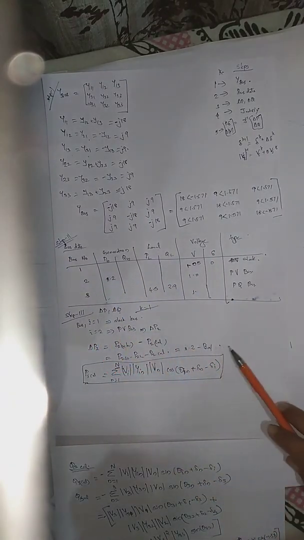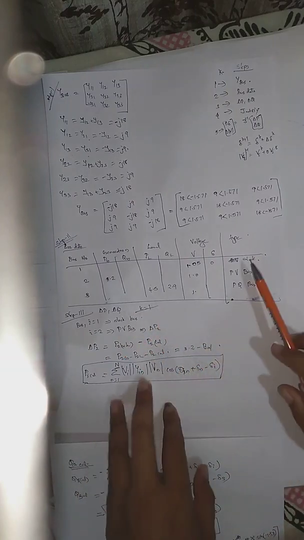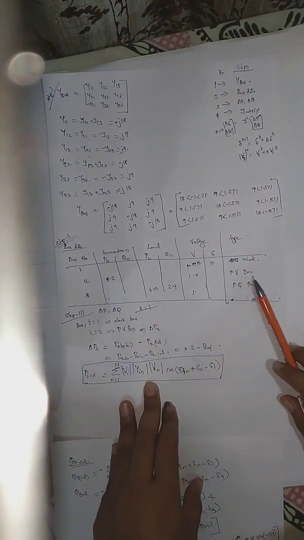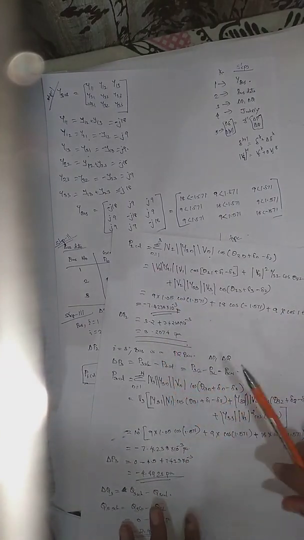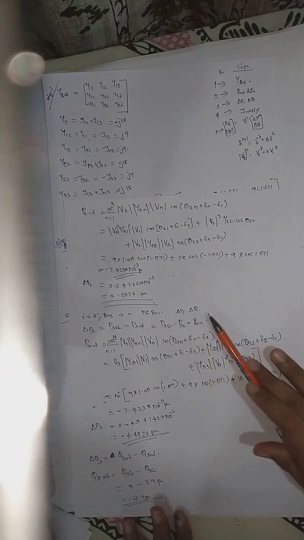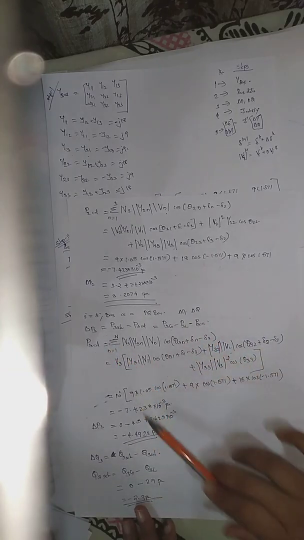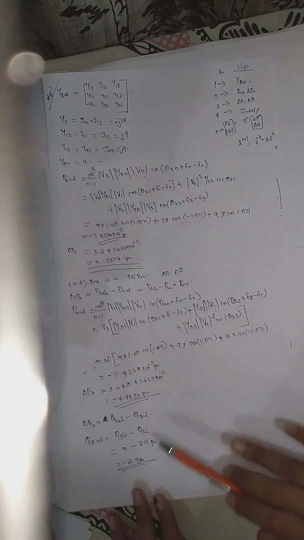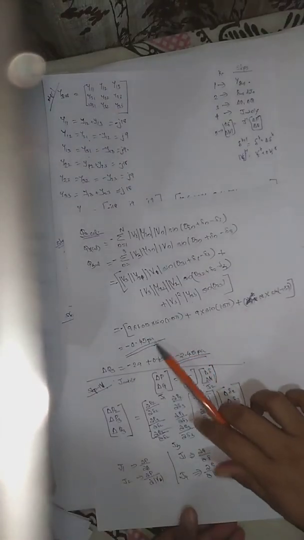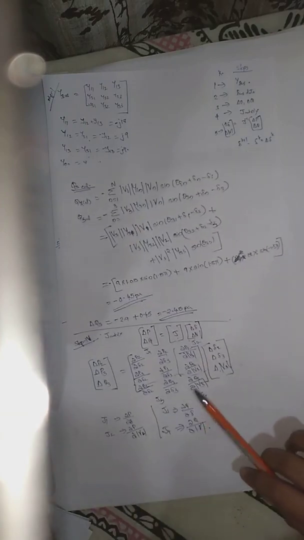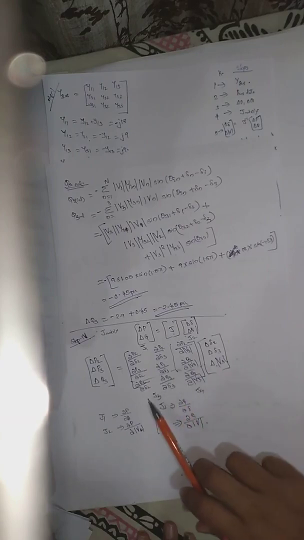In the third step, I have found delta P and delta Q. Since bus 2 is a PV bus, I have calculated only delta P2, with no need of delta Q2. Bus 3 is a PQ bus, so I calculated both the delta P3 value and the delta Q3 value. Next, I have to find the J matrix, that is J1, J2, J3 and J4.